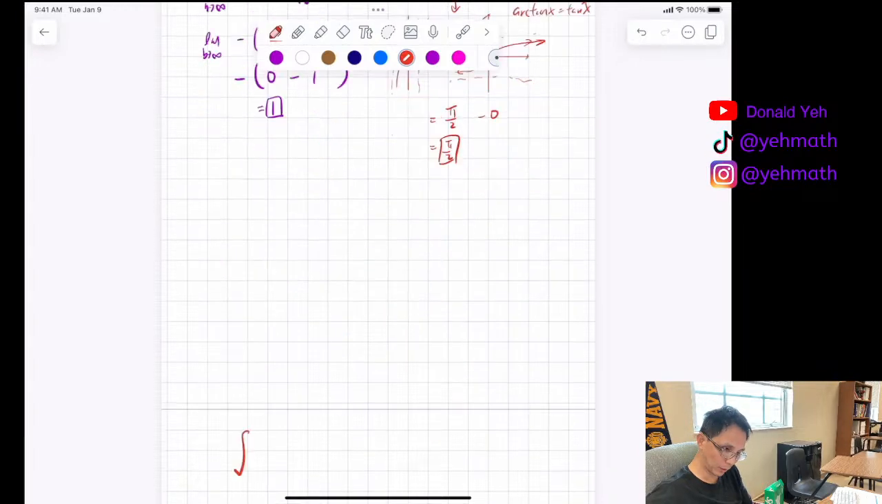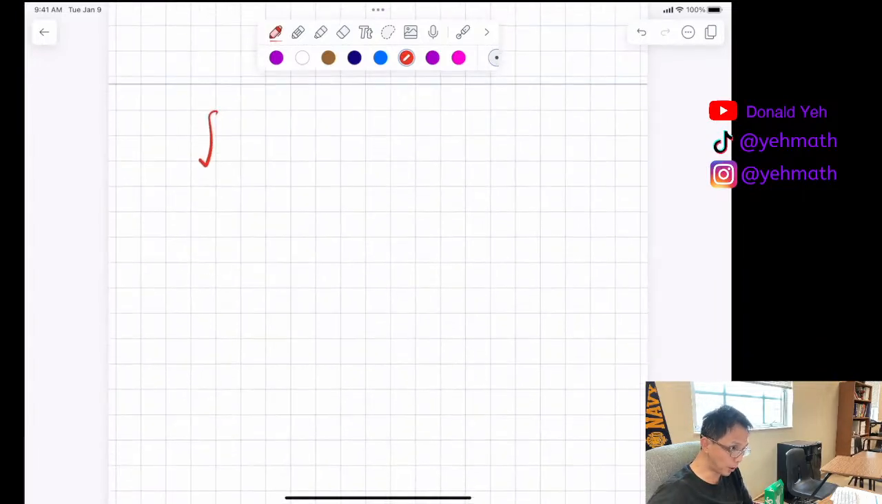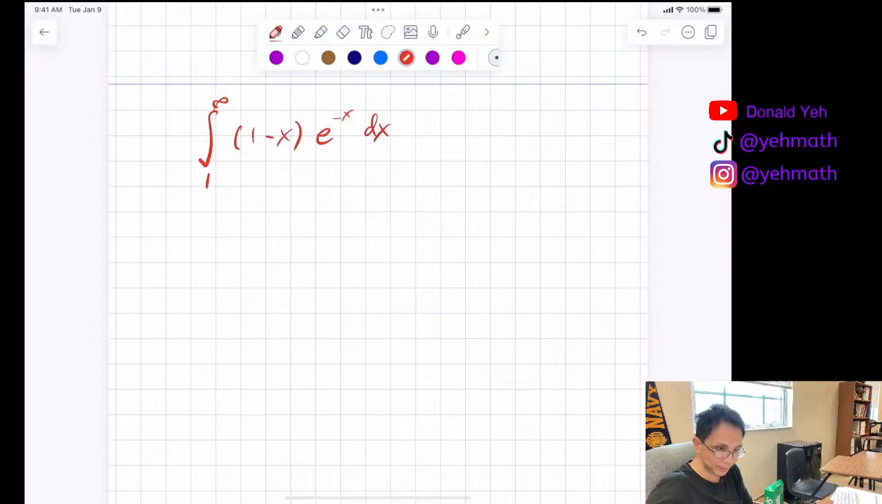Okay, so integration from 1 to infinity of (1 minus x) e to the negative x dx. Now this one is obviously not a normal integral. So what kind of integral is this?